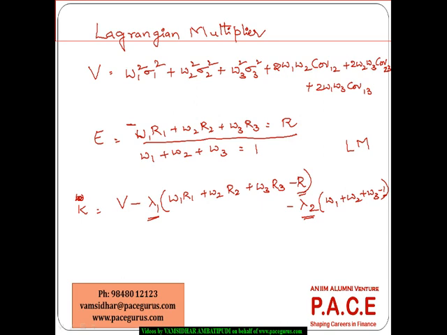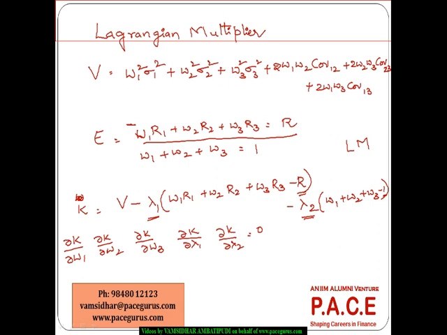So any maximum minimum problem will take this particular function to be differentiated partially with respect to the various variables. So we'll do the differentiation with respect to W1 and equate it to 0. We do it with respect to W2, we equate it to 0. We take it with respect to W3, we equate it to 0. We do it with respect to lambda 1, equate it to 0. We take it with respect to lambda 2, equate it to 0. So we'll get 5 equations.